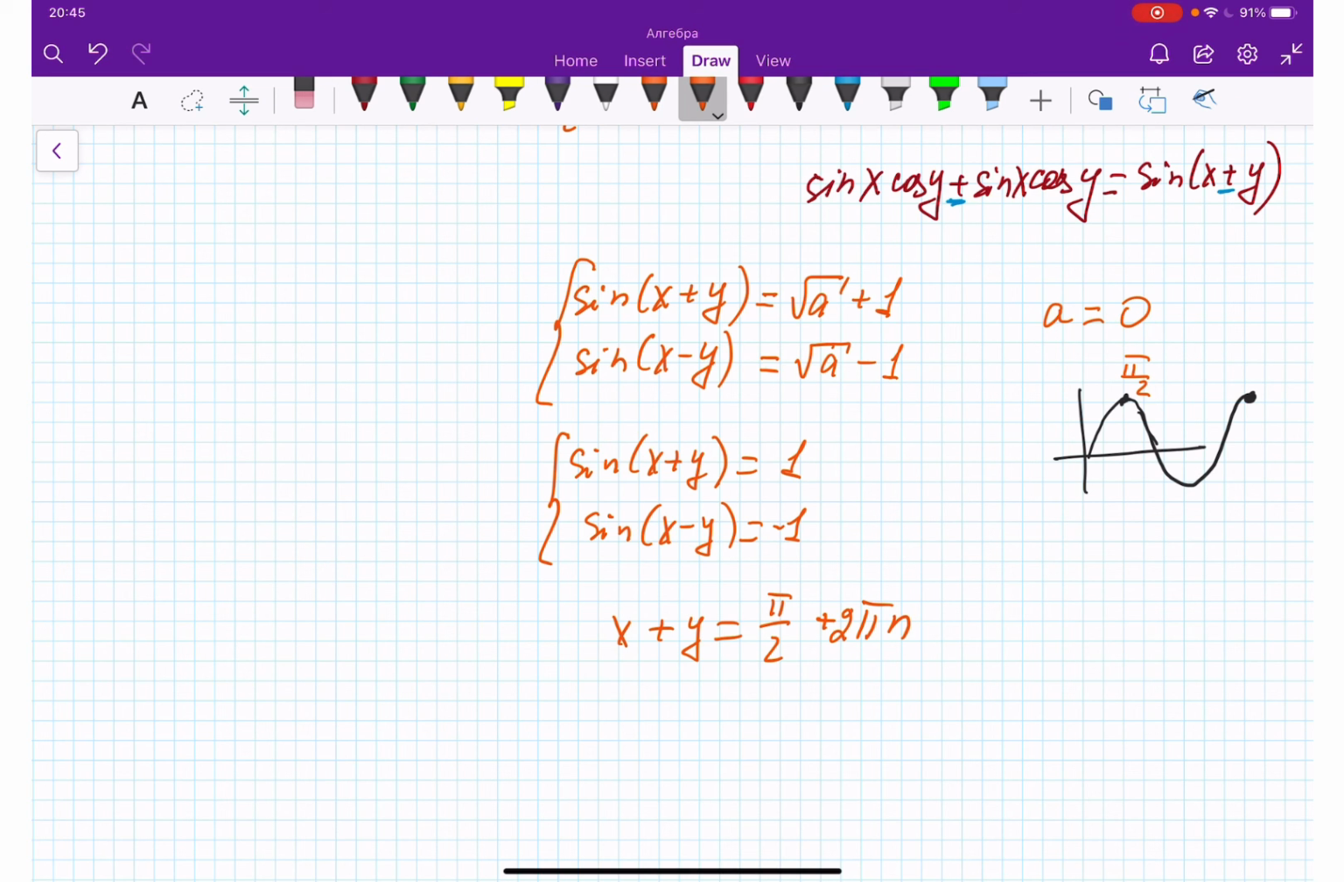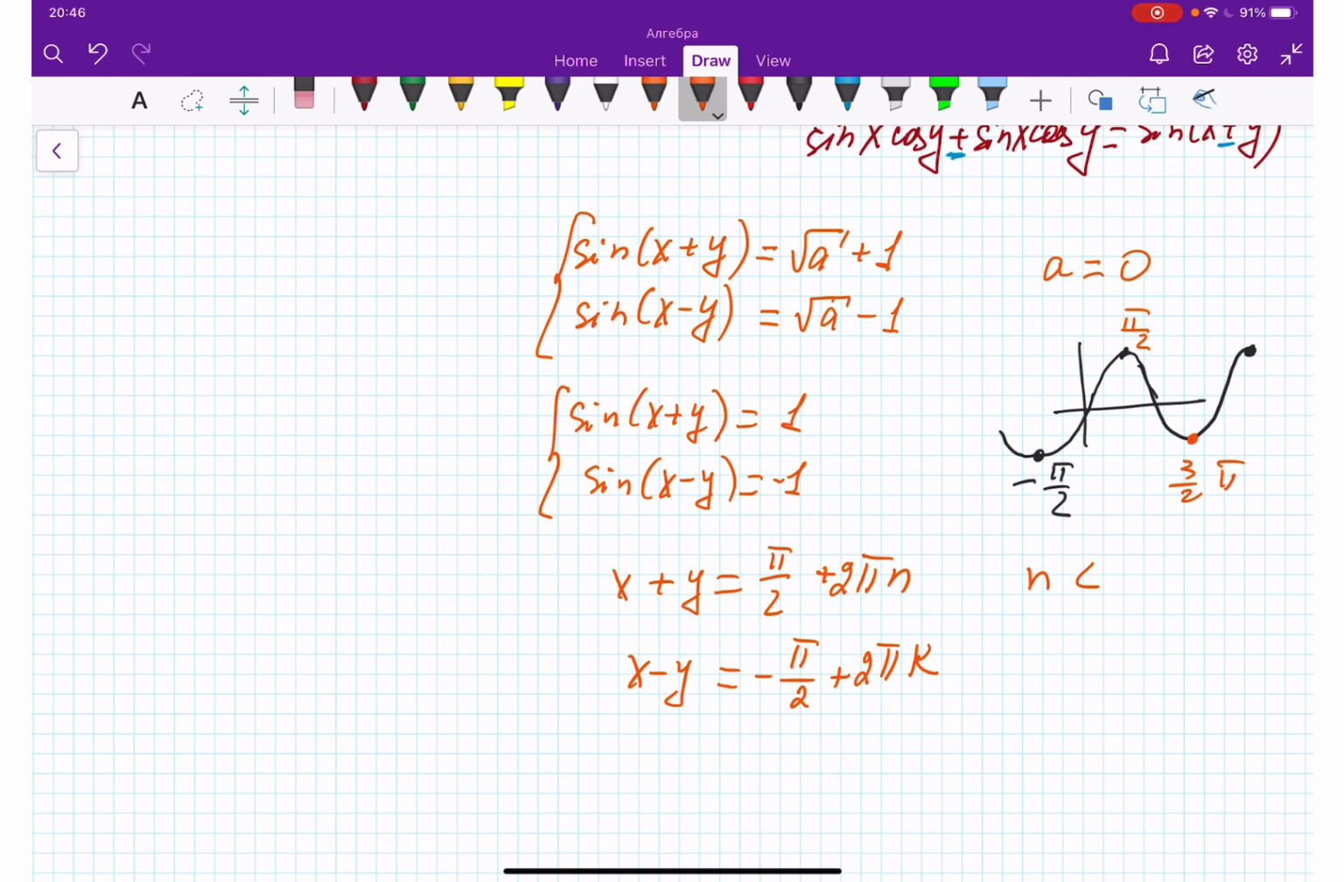And x minus y, same way. We have negative 1, so this is going to be this point, and plus 2 pi n. It's going to be 3 over 2 pi here, or I'm going back here, starting from negative, it's going to be negative half a pi, right? Is equal negative half a pi plus 2 pi k, where n and k are real numbers. Okay? N belongs to real numbers, k belongs to real numbers.